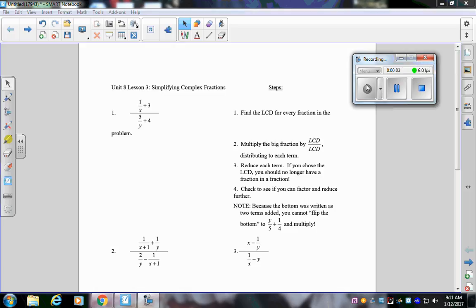Hello, this is Unit 8, Lesson 3, and it should be a very short lesson. We're just going to be learning how to simplify complex fractions. So what is a complex fraction?